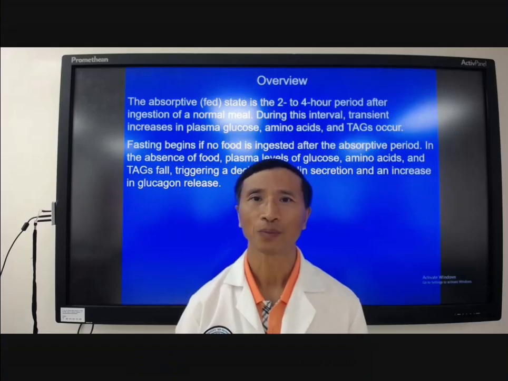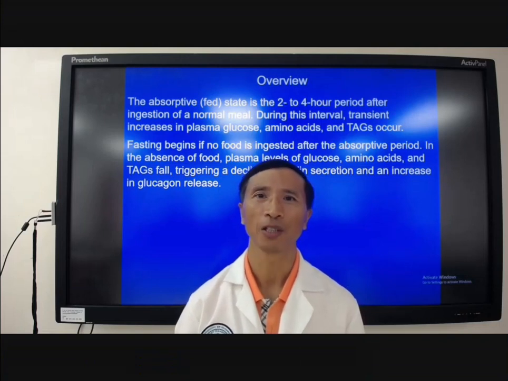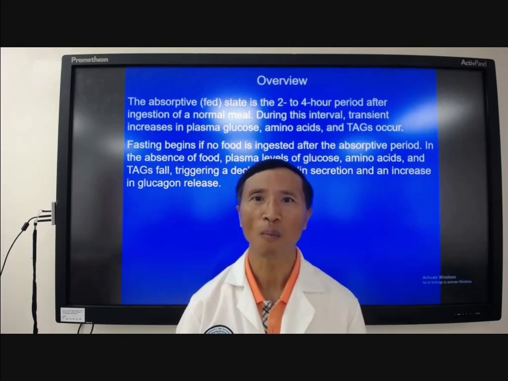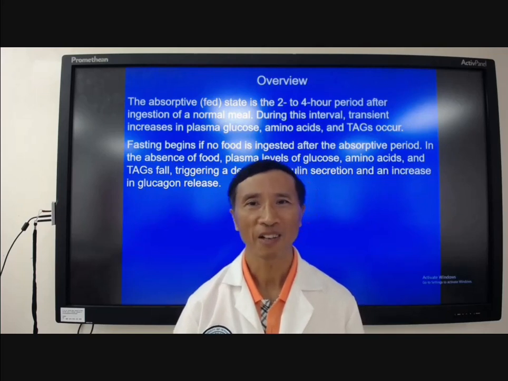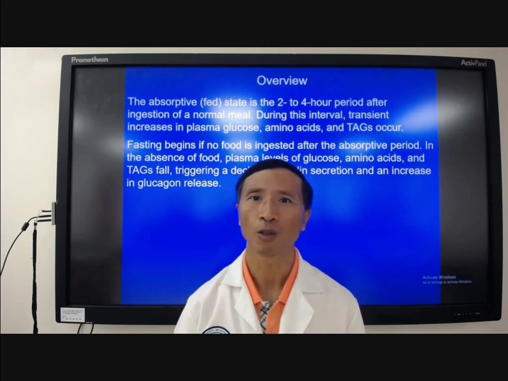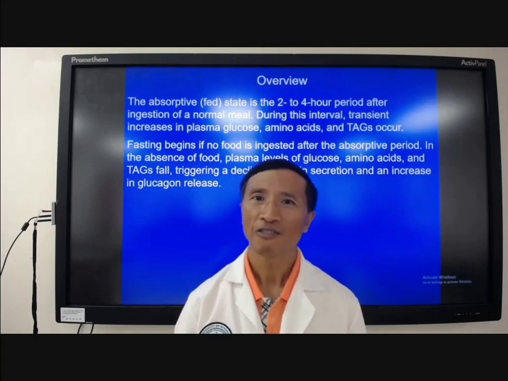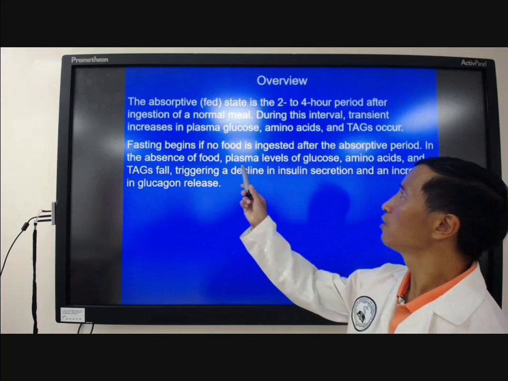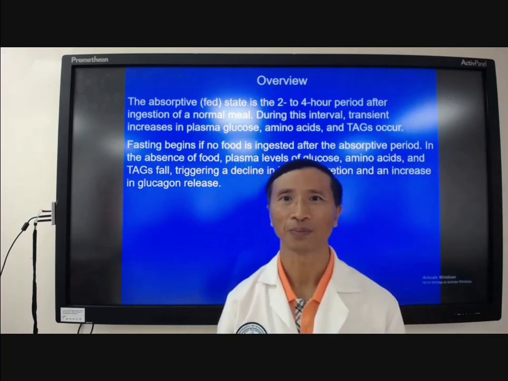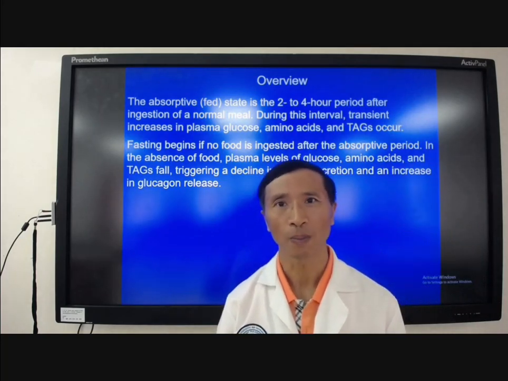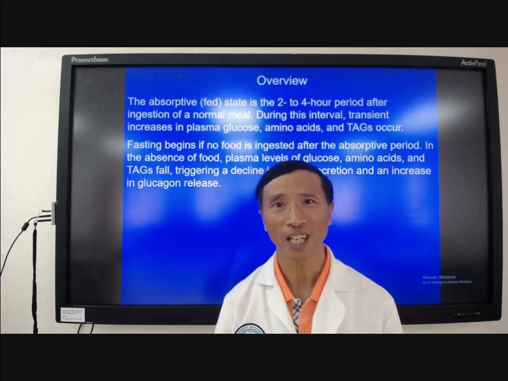The fed state, or absorptive state, is the 2 to 4 hour period after ingestion of a normal meal. During this period, plasma levels of glucose, amino acids, and triacylglycerol rise. Fasting begins if no food is ingested after the absorptive state. In the absence of food, plasma levels of glucose, amino acids, and triacylglycerol fall.